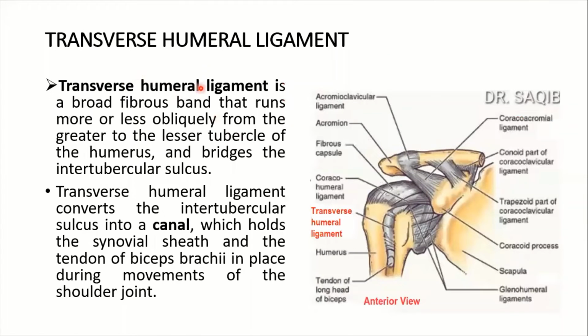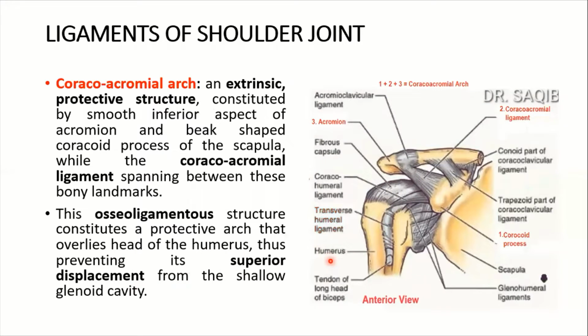And then the transverse humeral ligament is a broad fibrous band that runs more or less obliquely from the greater to the lesser tubercle of the humerus and reaches the intertubercular sulcus, right? This is the transverse humeral ligament. You could see this. Transverse humeral ligament converts the intertubercular sulcus into a canal, which holds the synovial sheath and the tendon of the biceps brachii in place during movements of the shoulder joint.